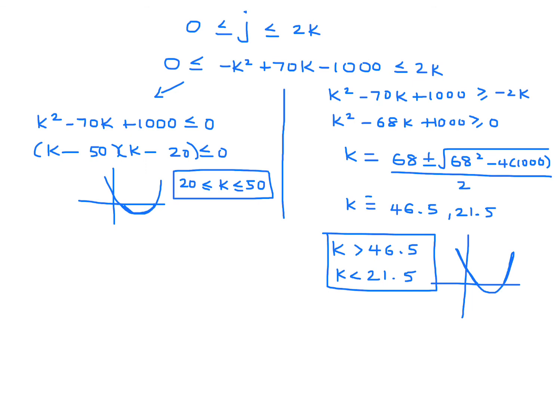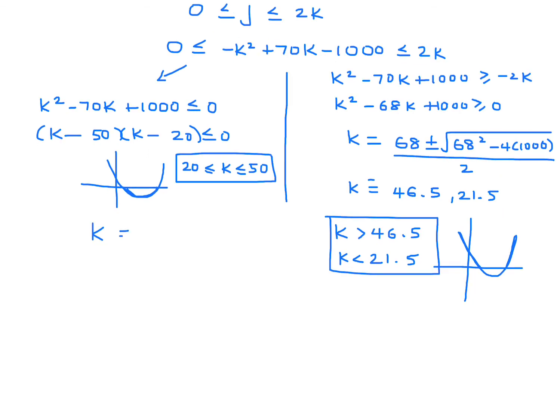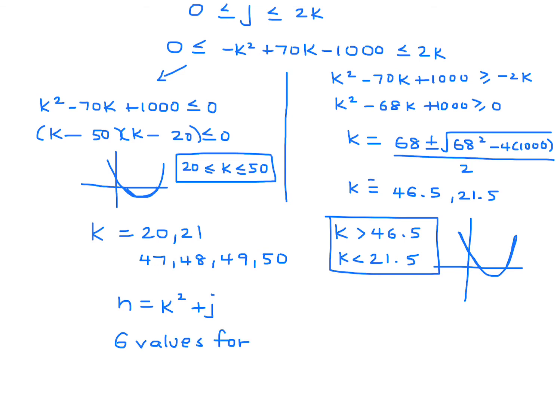And it looks like the only integer values for k are k equal to 20, 21, and then 47, 48, 49, and 50. And for each k, you're going to get one value of n, because n is equal to k squared plus j. So if there's 6 values for k, there'll be 6 values for n. And they don't want you to figure out what those values are. They just want you to figure out how many.